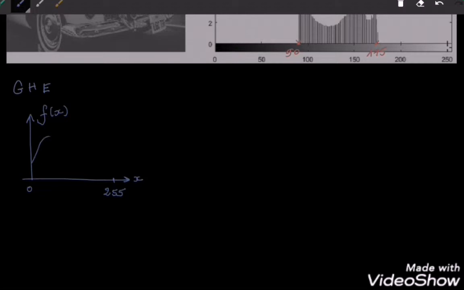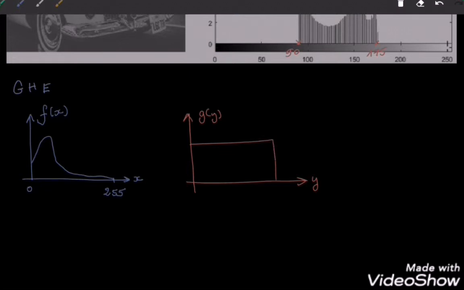So for an image with a bad contrast, we might get a probability density function that looks like this. And our goal is to make it as continuous as possible. So we want to transform its probability density function such that the PDF is continuous. This is the PDF of the new image, or of the enhanced image.